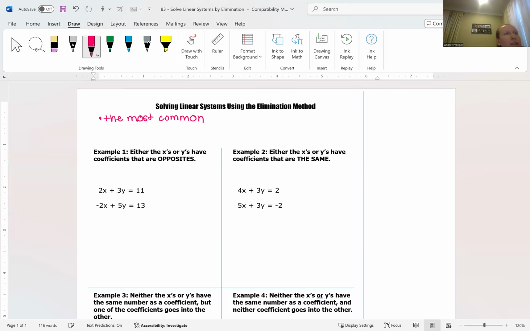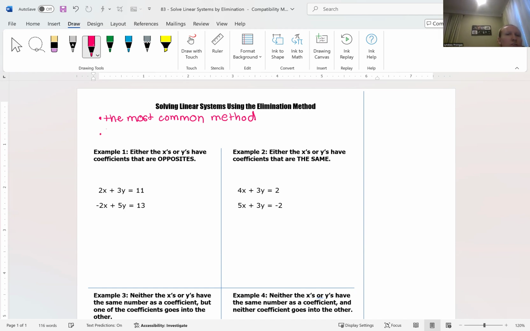And you're going to find that even if it doesn't look like we can use it, we're actually allowed to manipulate our equations to make it work for us. So I say this is probably the most common. And if I have a choice, I usually use this one instead of the other ones.